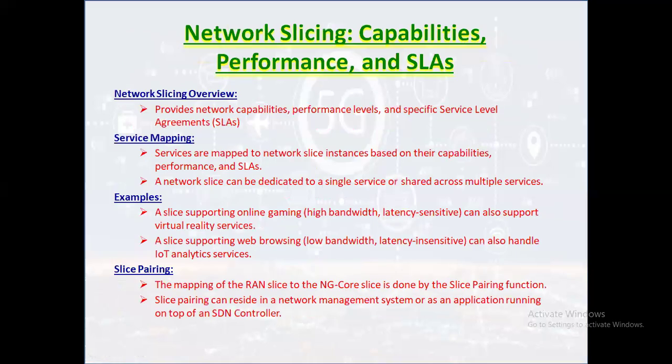Next, we'll move on to the network slicing capabilities and performances. If you are looking at the network slicing overview, network slicing provides enhanced network capabilities, performance levels, and a specific service level agreement, which we call SLAs, adapted to various applications. This approach allows for efficient allocation of resources, ensuring that different services meet the required performance standards while maintaining the flexibility to adapt to changing demands.